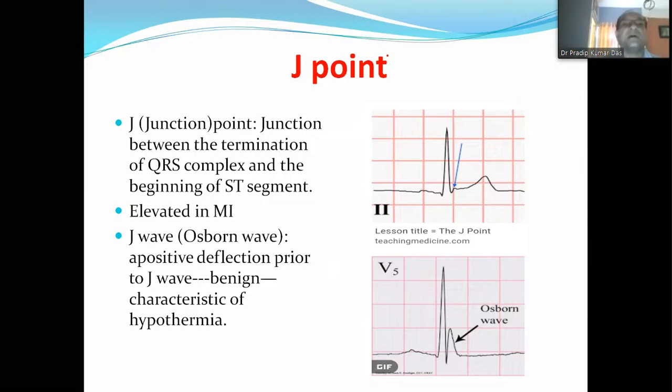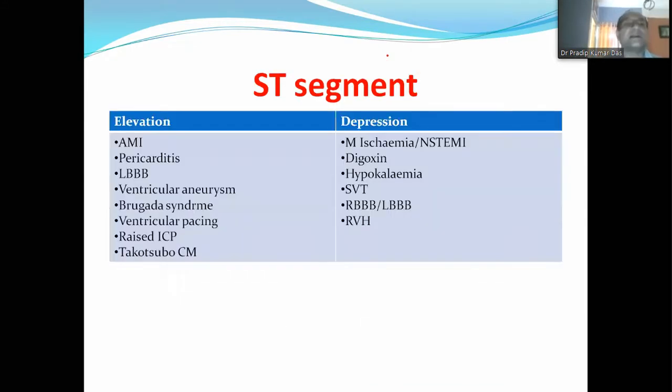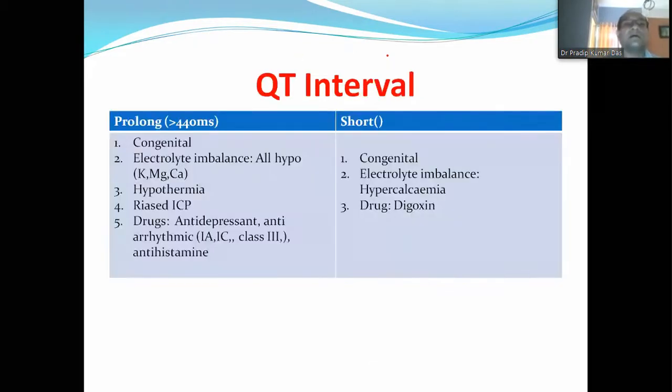Hypomagnesemia and hypocalcemia. Here is the slide. And hypothermia, raised intracranial pressure, drugs like antidepressants and antiarrhythmics. And short QT interval, that is less than 440 milliseconds, is seen in congenital cases, electrolyte imbalance like hypercalcemia, and the drug digoxin.